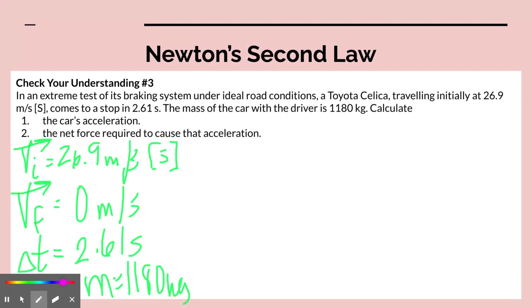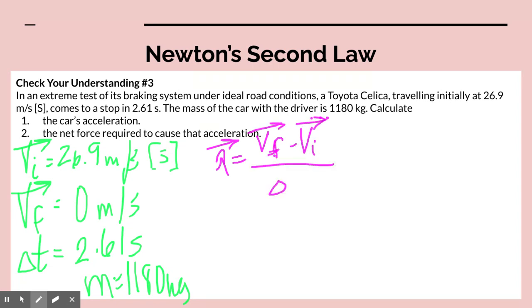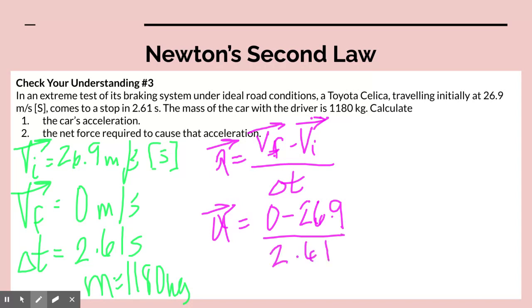All we need, obviously, to calculate the acceleration is just the acceleration equaling final velocity minus initial velocity all over time. So acceleration, plugging all that in, it's going to be equal to 0 minus 26.9 over 2.61. So our acceleration over this time period is going to be a negative 26.9 divided by 2.61. It's going to be a negative 10.3 meters per second squared.